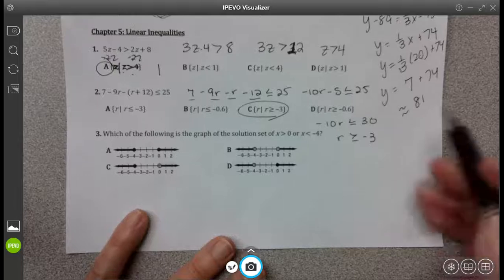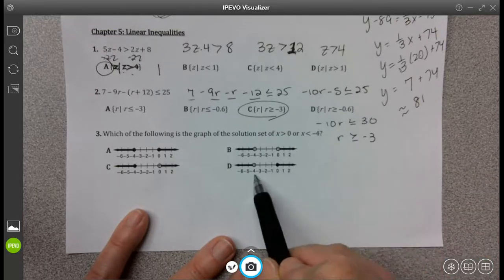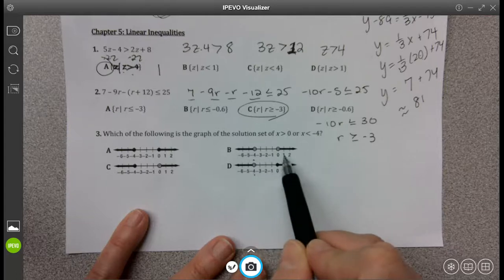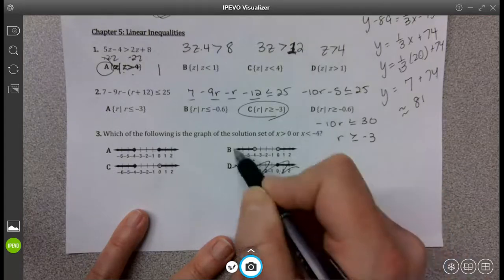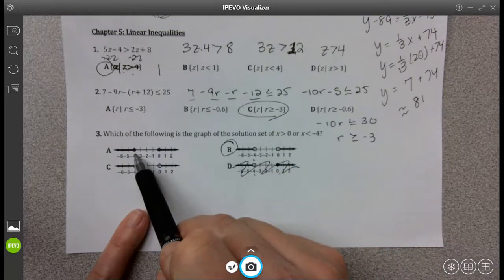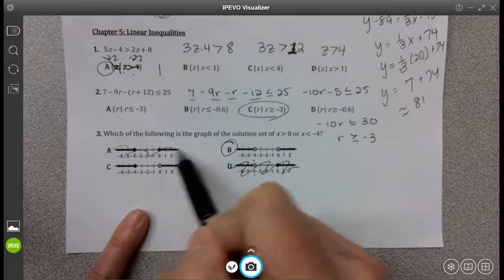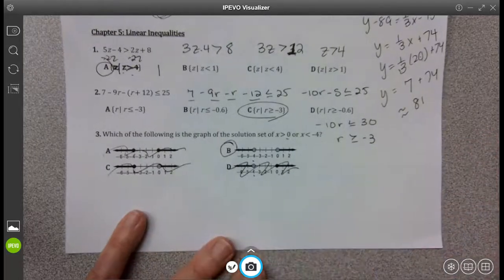Last one. I need to be greater than 0 or less than negative 4. So less than negative 4, less than negative 4. Greater than 0, greater or equal to. They're both filled in. Should be neither one are filled in. Okay. All right, next page.